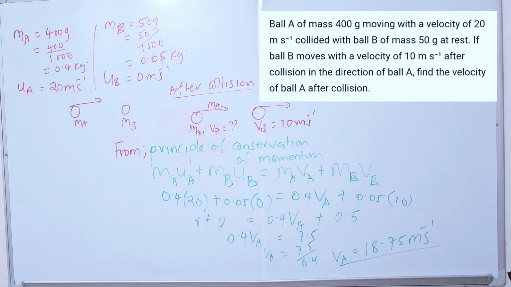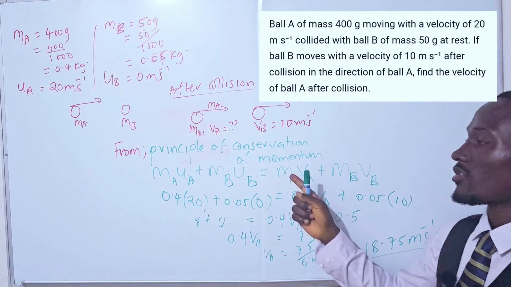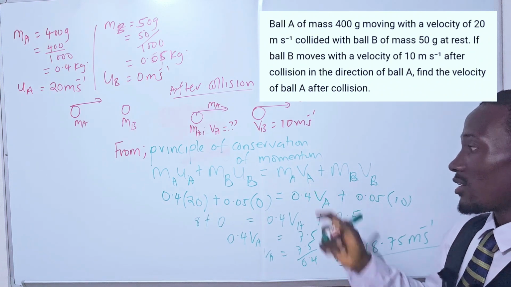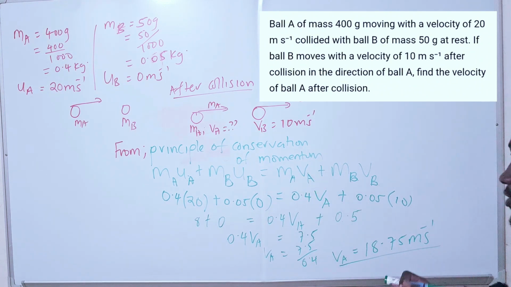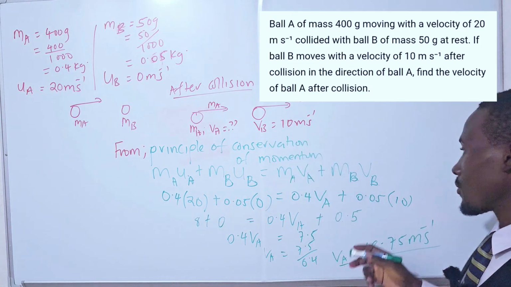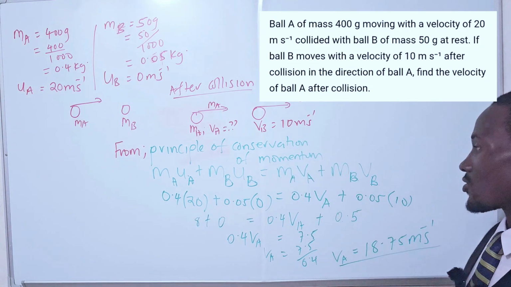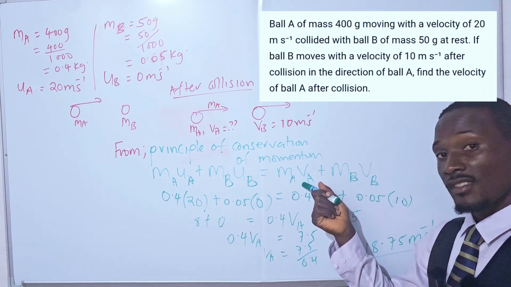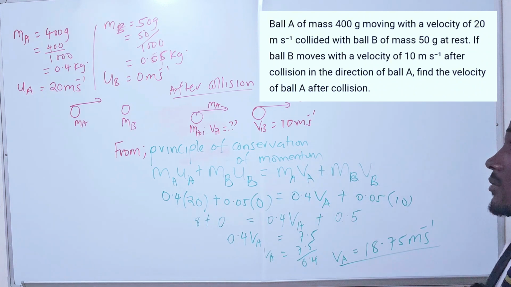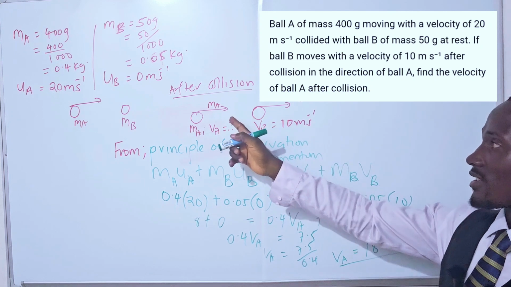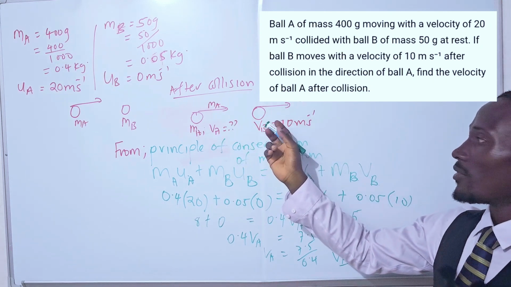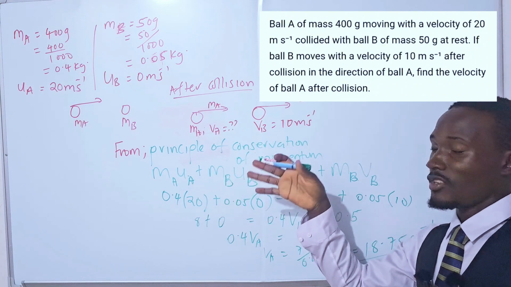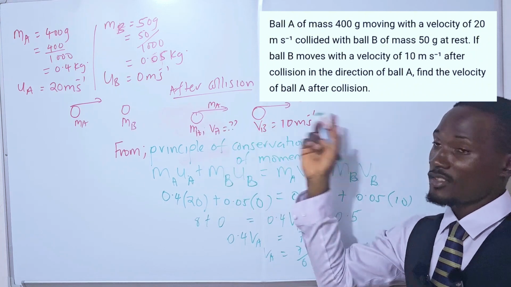So a simple recap, we applied the principle of conservation of momentum. We are looking for velocity A. They told us that the velocity of B after collision was 10 meters per second. So they gave us the rest of the information in this principle. They never gave us this. They also told us that B moved in the direction of A, so it means they moved in the same direction.